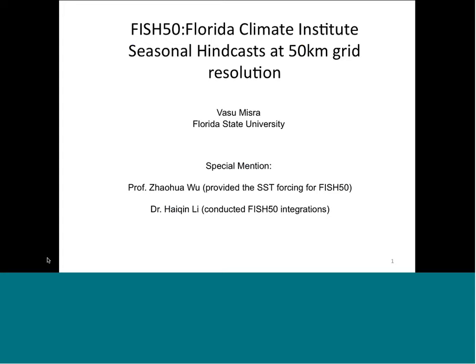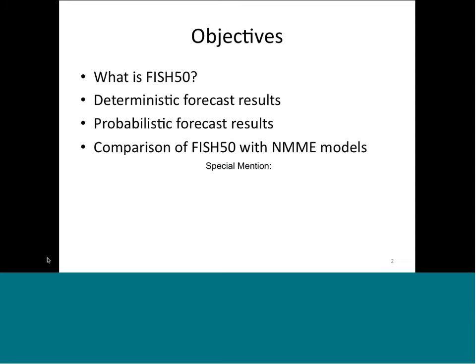But before I do that, I will go ahead and explain what went in this FISH 50 hindcast. So the objectives are laid out here. I'll describe FISH 50, talk about the deterministic forecast results, the probabilistic forecast results, and compare FISH 50 with NMME models, and then specifically in the last slide, look at the Asian monsoon.